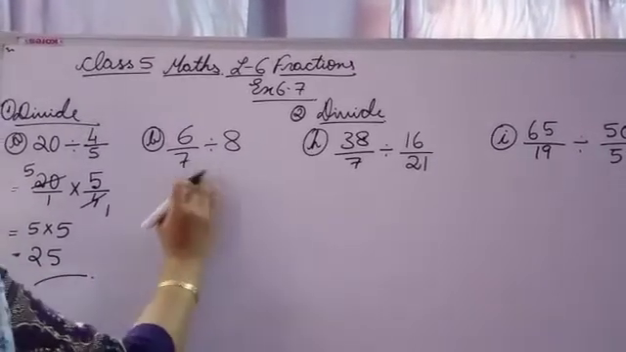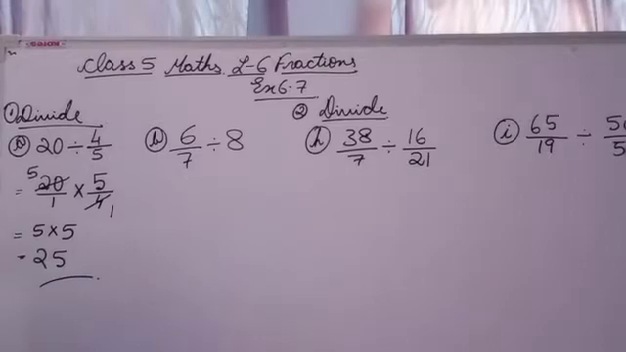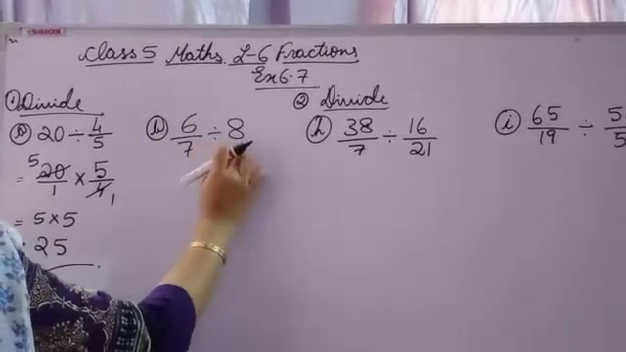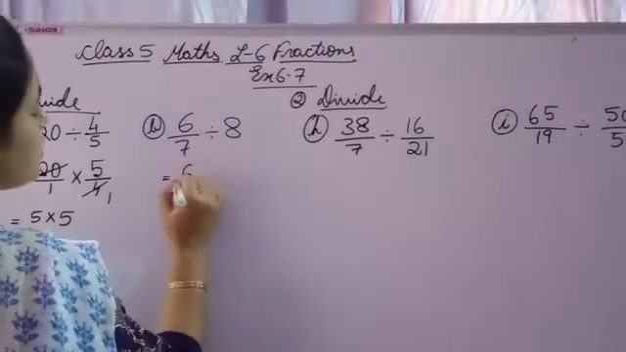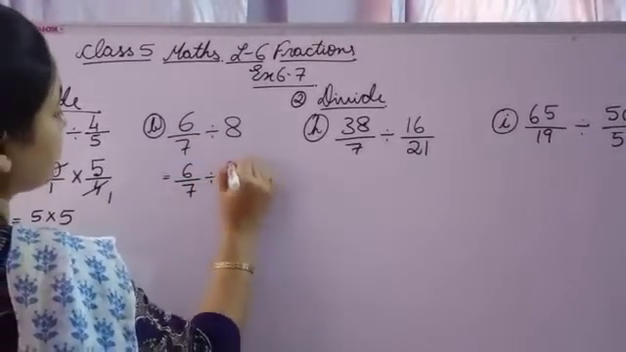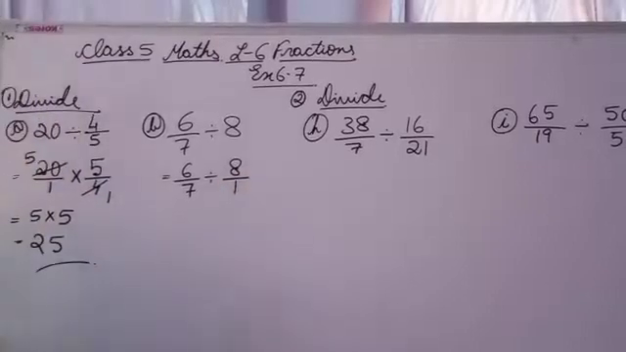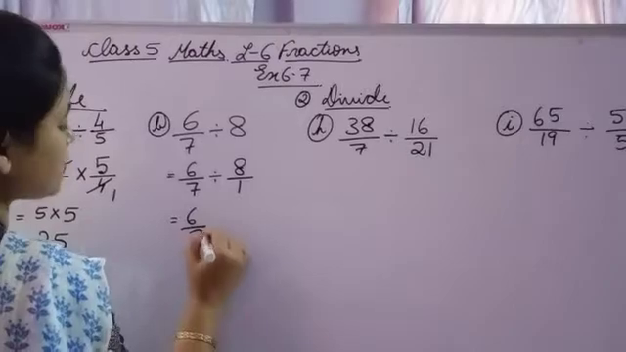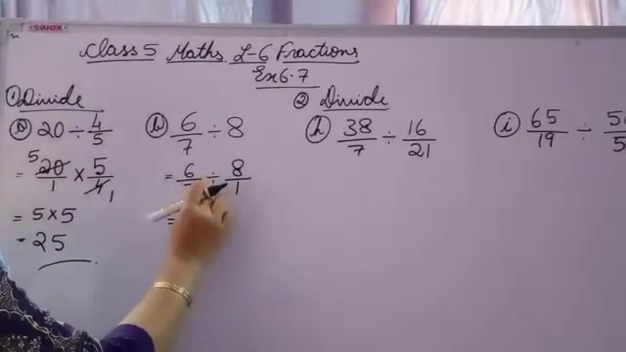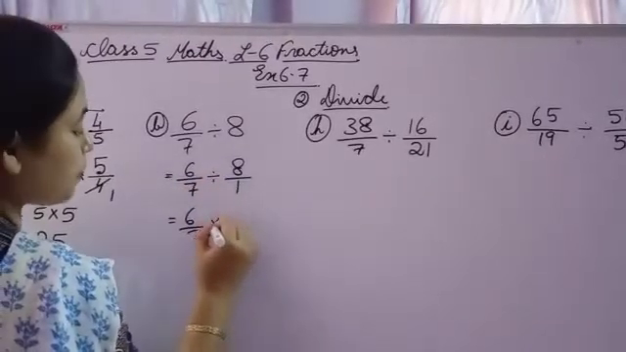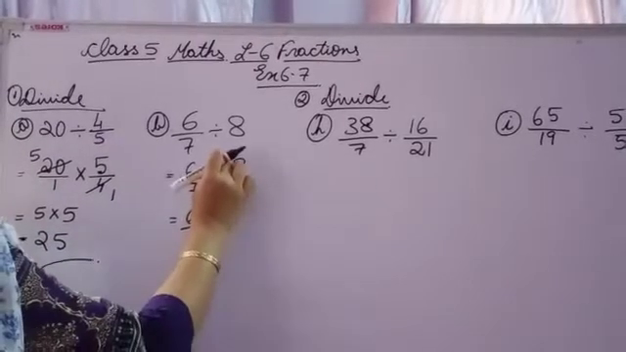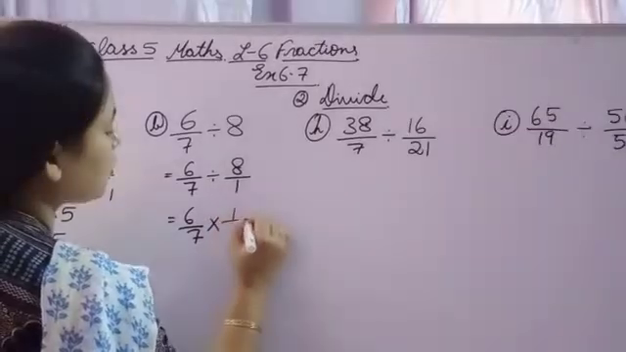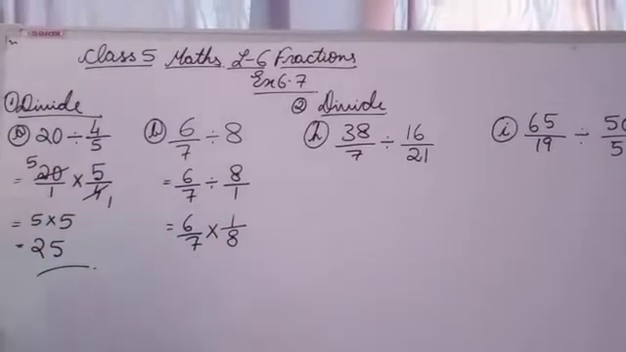Now let us come to one more sum. The first fraction is 6 by 7 divided by 8. So 8 is a single number, that means children, 8 by 1 I can write. Again the step will be 6 by 7. Now this division will be changed into multiplication and we will write the reciprocal of 8 by 1. The reciprocal of 8 by 1 will be 1 by 8.